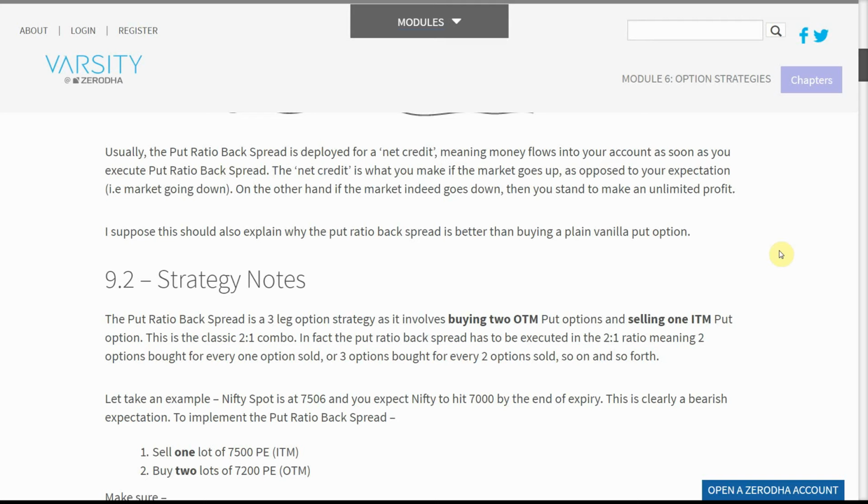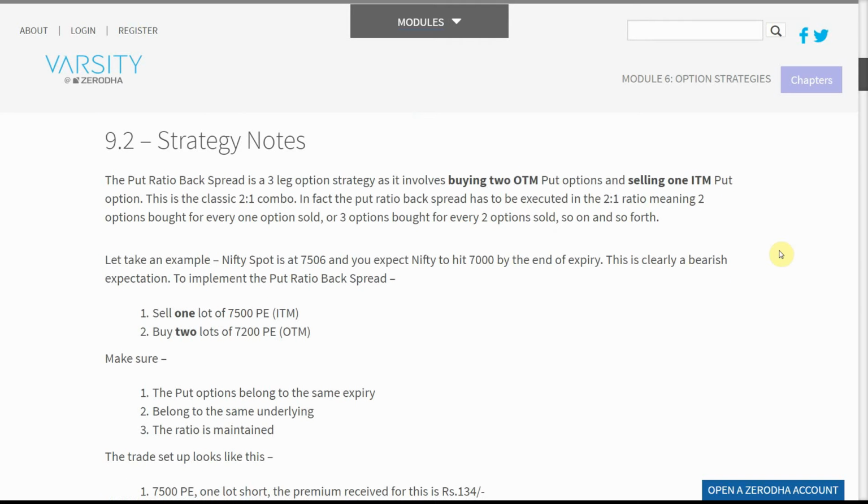9.2 Strategy Notes. The put ratio back spread is a three-leg option strategy as it involves buying 2 OTM put options and selling 1 ITM put option. This is the classic 2-to-1 combo. In fact, the put ratio back spread has to be executed in the 2-to-1 ratio, meaning 2 options bought for every 1 option sold, or 3 options bought for every 2 options sold, so on and so forth.